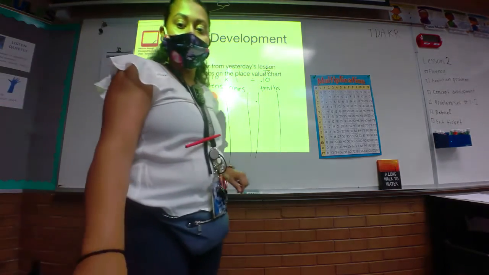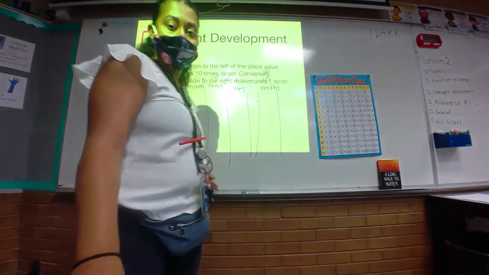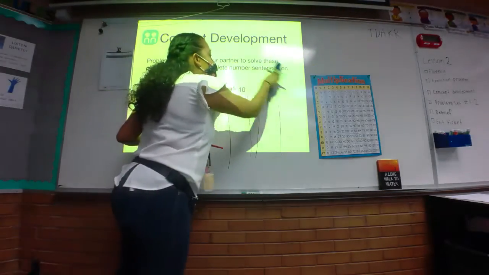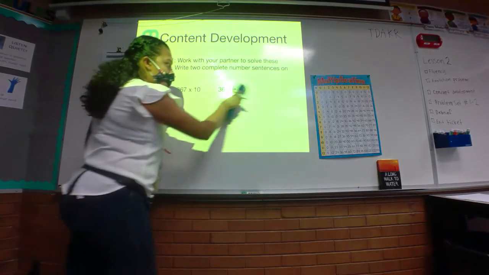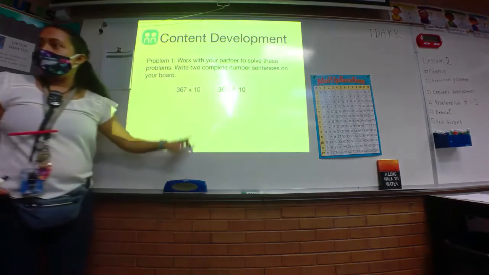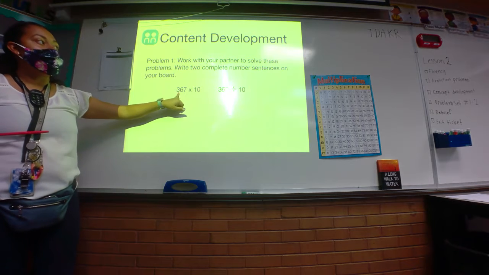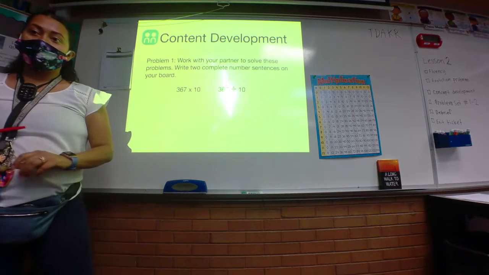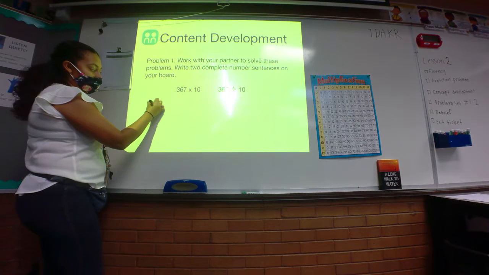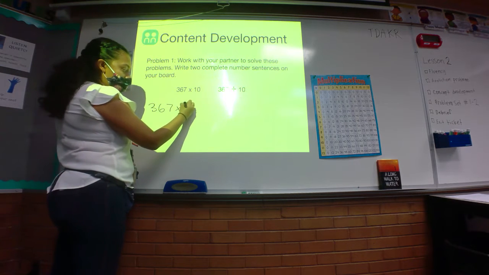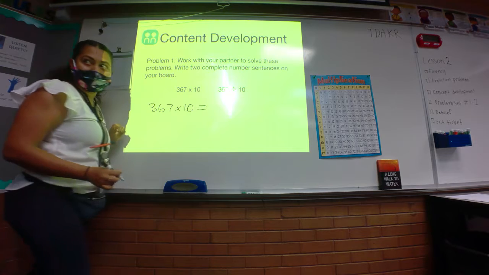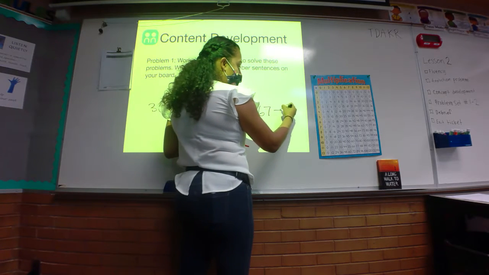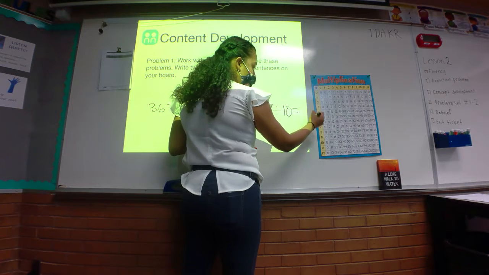All right. Elian, eyes up here. Perfect. Okay, problem 1. Ready? Work with your partner to solve these problems. Write 2 complete number sentences on your board. So on your whiteboard, you need to write down 367 times 10 equals blank. And then 367 divided by 10 equals blank.